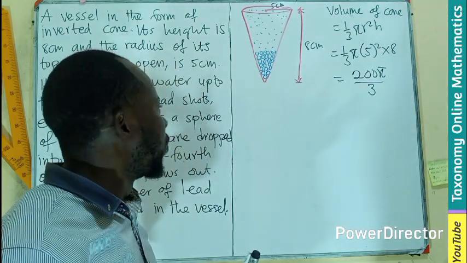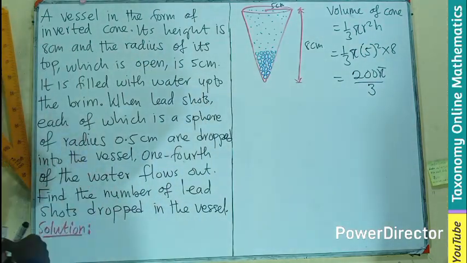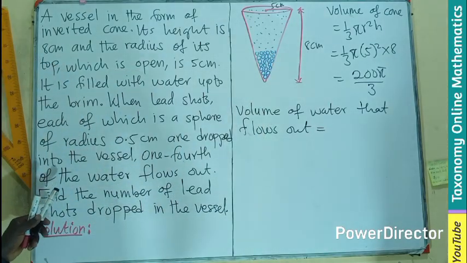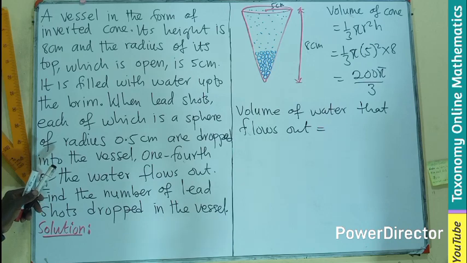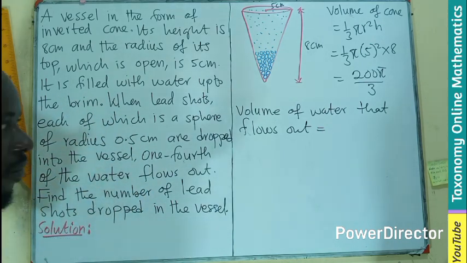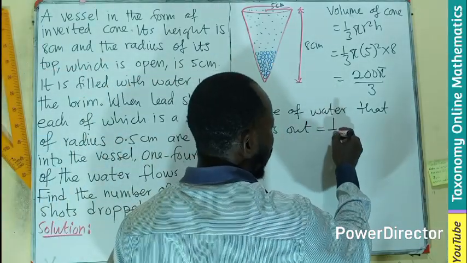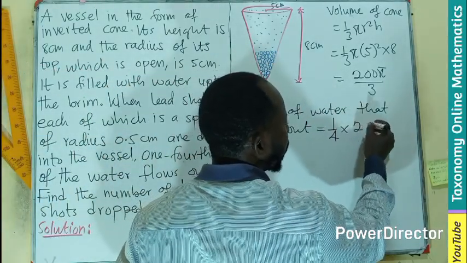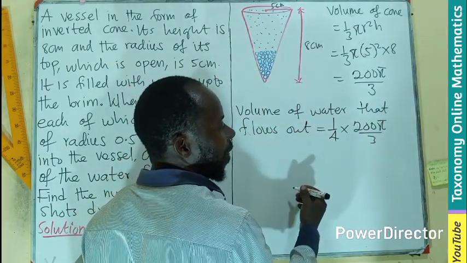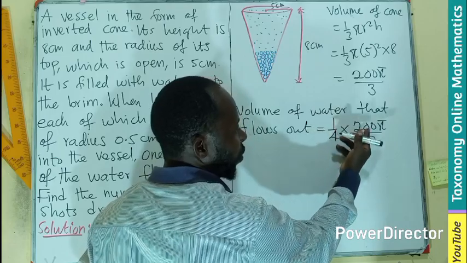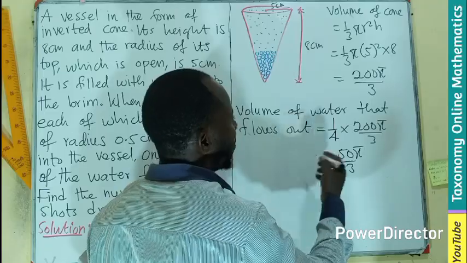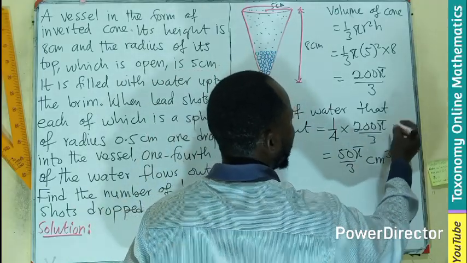Then the volume of water that flows out. The volume of water that flows out, we were told, is 1/4 the volume of water. So 1/4 of what we have here, that is 1/4 times 200 pi on 3. Remember, the 4 can go into 200, giving 50. So 50 pi on 3. If I am to use dimension, centimeter cubed.